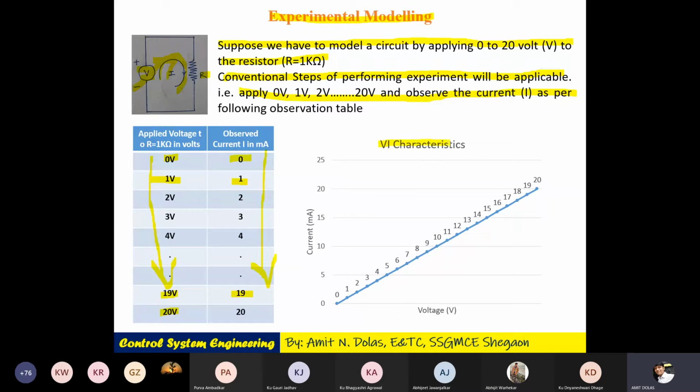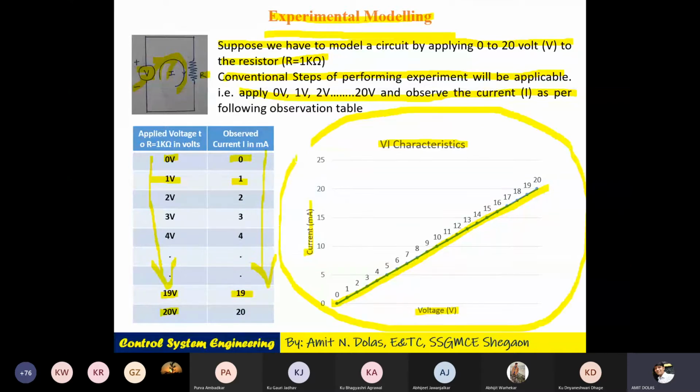And if you plot the VI characteristic, you did this experiment in second year, or maybe in 12th and first year in electrical engineering, plotting the VI characteristic, that is voltage versus current, your graph will be very linear. These are the readings where dots are showing the observations. So this is experimental modeling. By this we can easily identify this system is linear. If a particular input is applied, a proportional output current is generated.